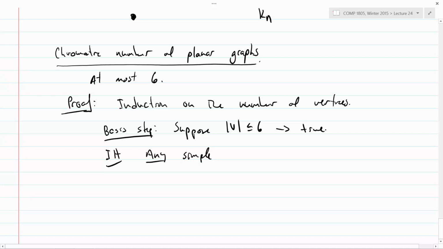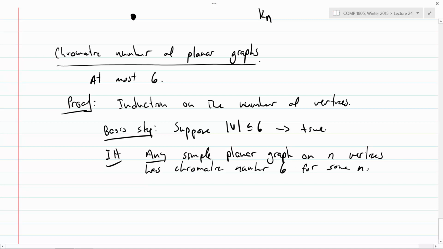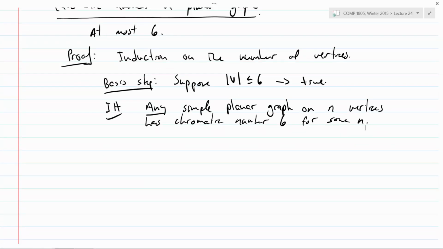So the n is arbitrary, but it's for any graph with n vertices. So n is the thing I'm doing induction on, so it's the thing I don't get to choose. But I am going to prove that it works for any graph on n vertices. So any simple planar graph on n vertices has chromatic number at most 6, for some n. So n is the thing that I don't get control over. All right, so let's do the inductive step.